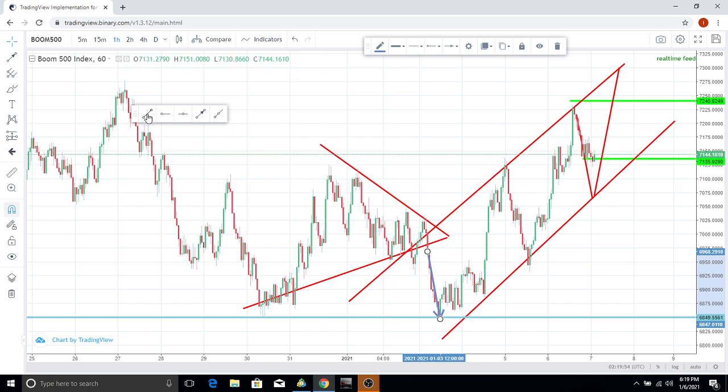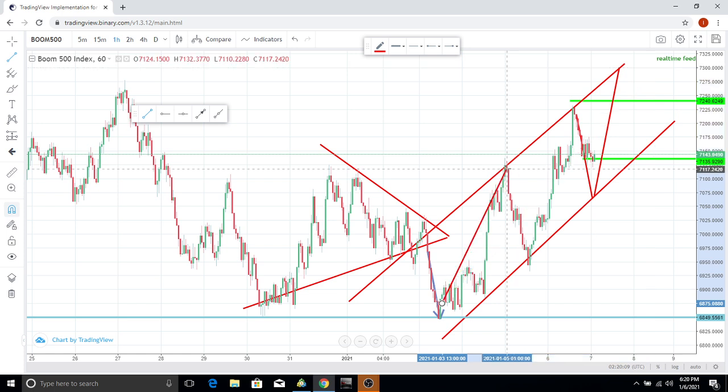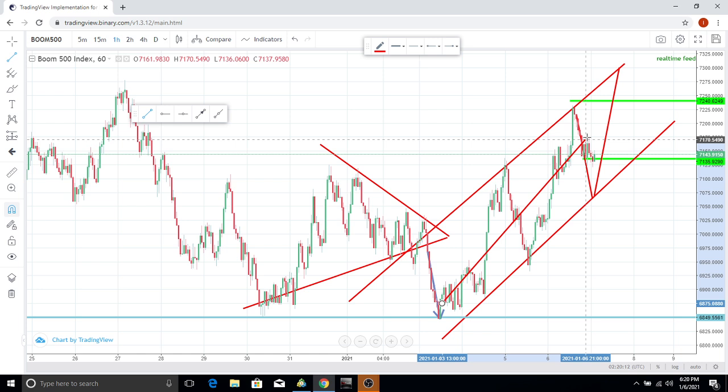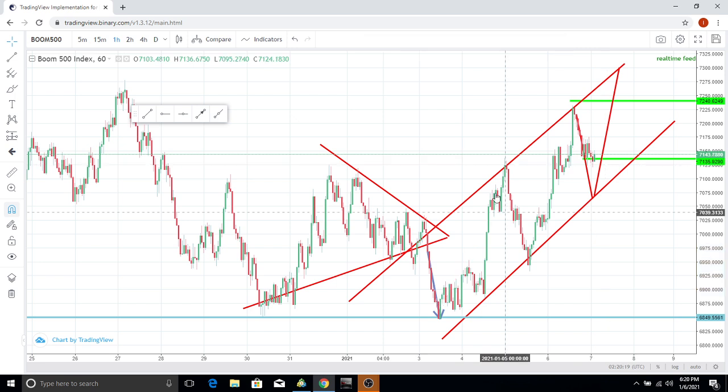Or see what's happened. It tested our support level here, and boom, an uptrend, an up move was created. Even though it started to form the channel up and down, that is normal. In this market, it can't move in a straightforward movement. It has to move zigzag.